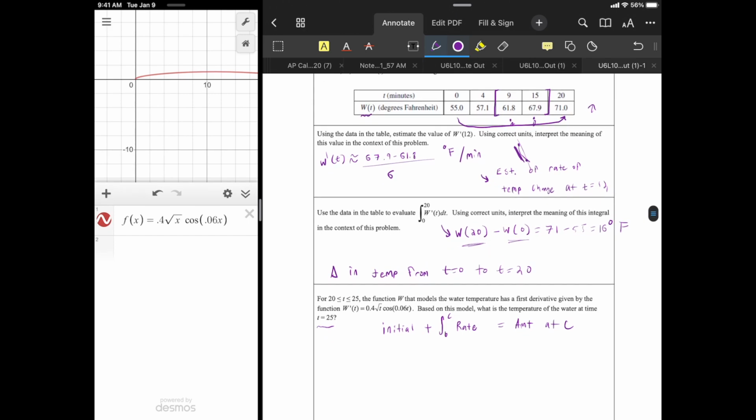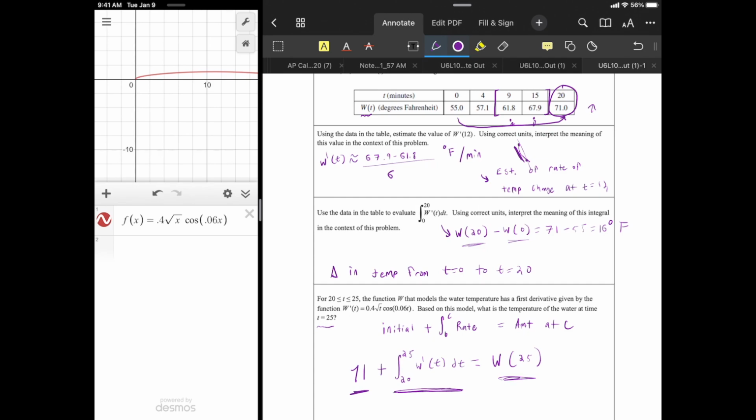And so in this case, I start at time 20 at 71 degrees. If I want to know the temperature at time 25, the definite integral of a rate function from 20 to 25 of, in this case, W prime of t will give me the amount at time 25, right? So you see what's happening here? Initial plus change gives me final.